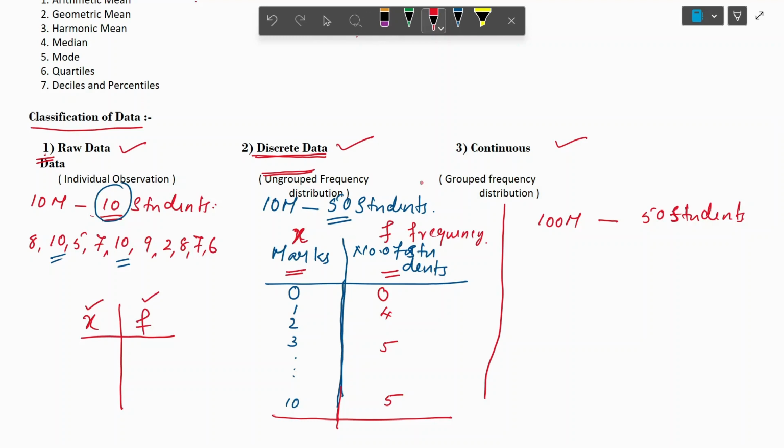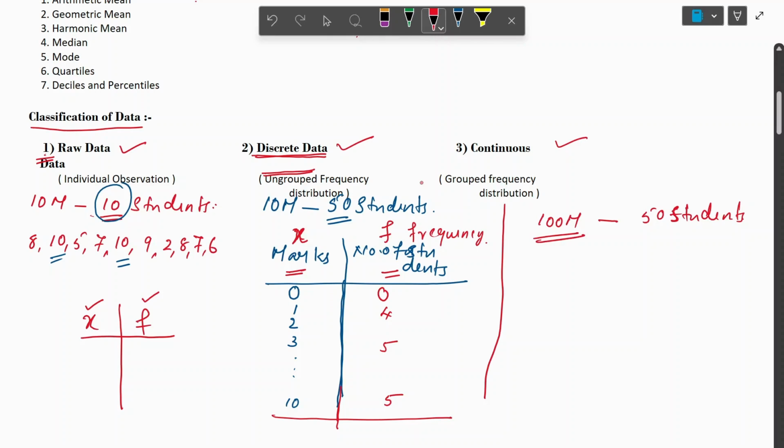And now with discrete data, what is the issue? If you make the column as marks, this is a 100 marks test paper, which means we have to write 0, 1, 2, 3, 4, 5, 6 like that, up to 100. That is also not possible. In that case, the teacher is going to make groups for those marks.